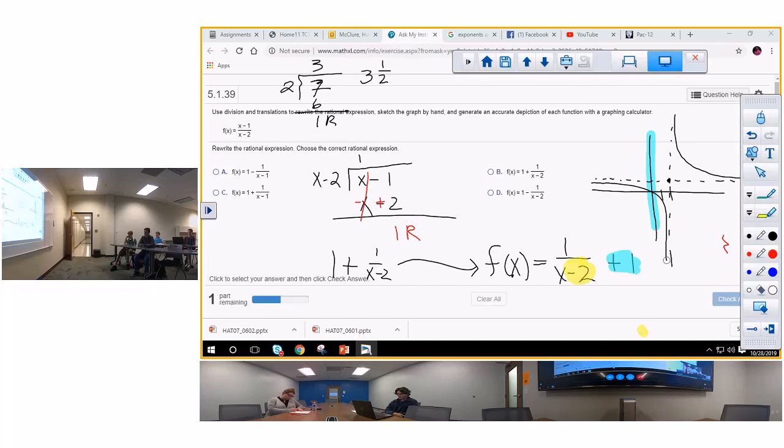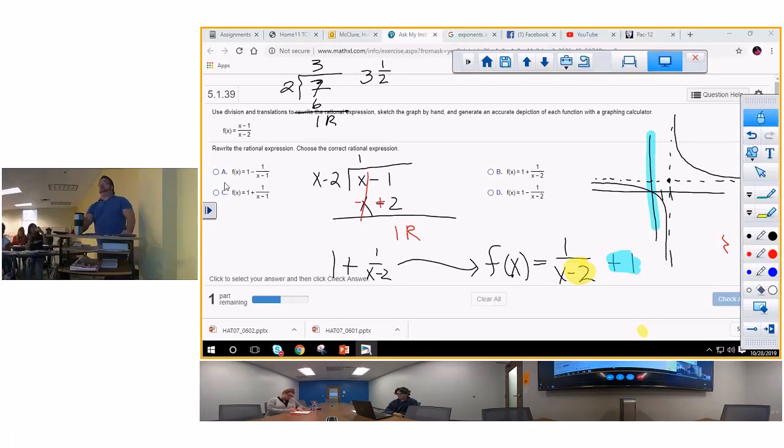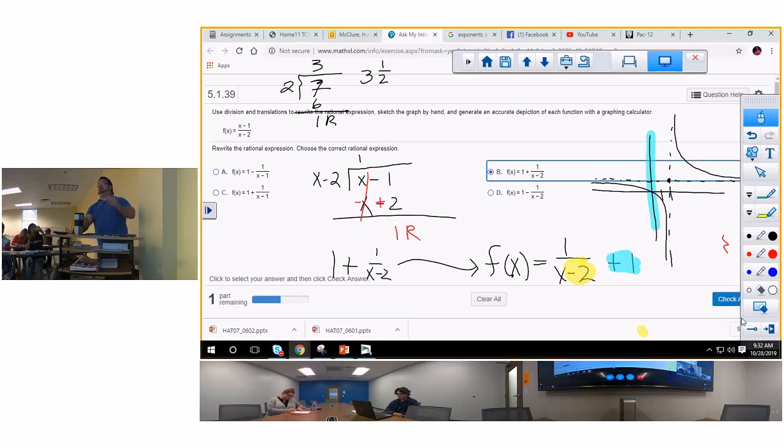If it asks you about horizontal and vertical shifts, that's pretty much going to be the way I'm going to ask you on a test.